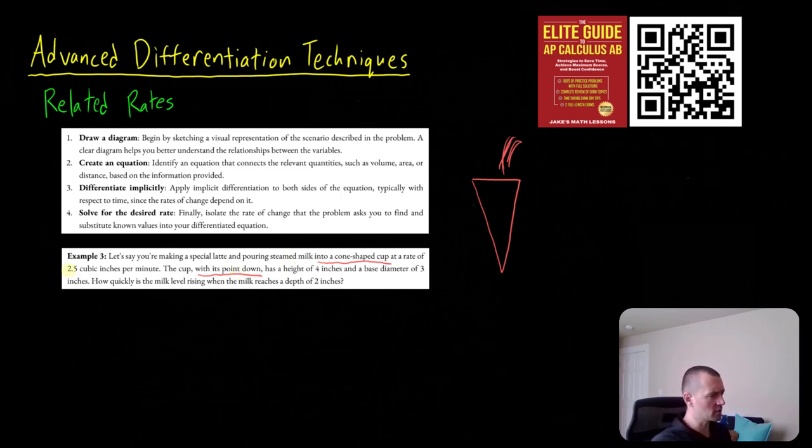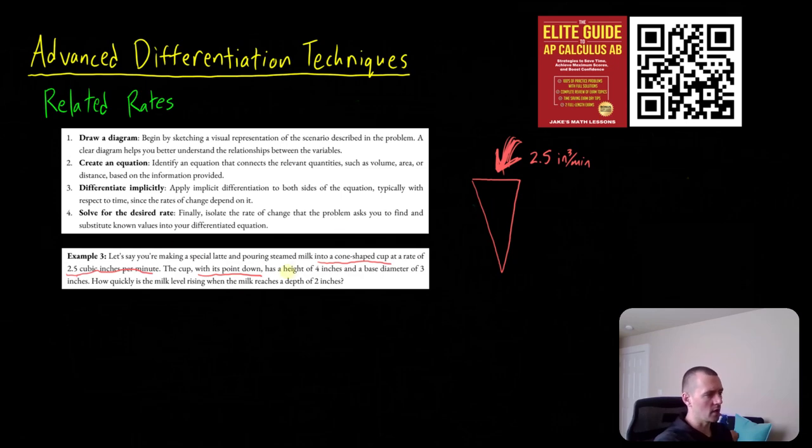So you can see, first of all, the liquid is being poured in at 2.5 cubic inches per minute. So this liquid is going in at a rate of 2.5 cubic inches per minute, going into the cup at that rate.